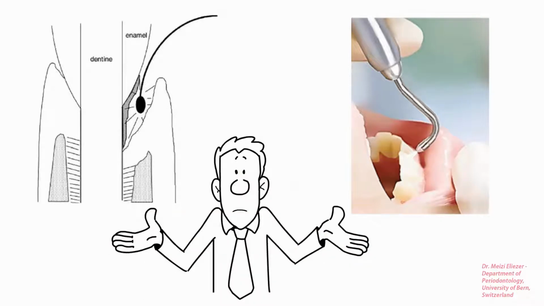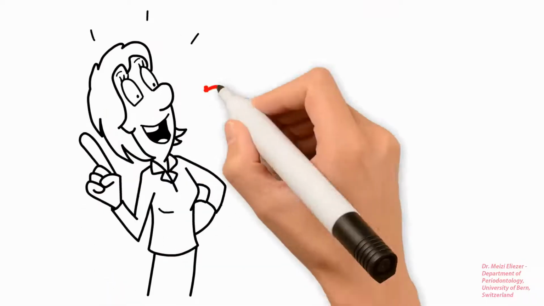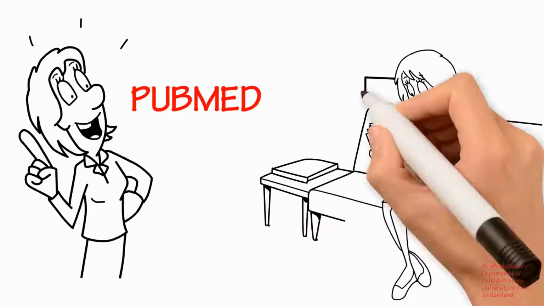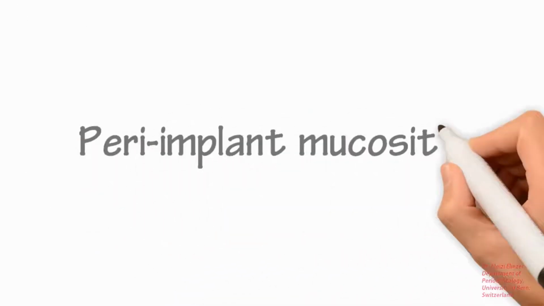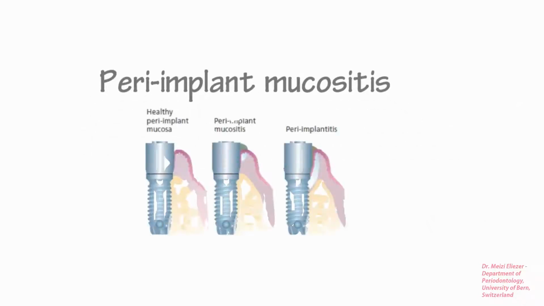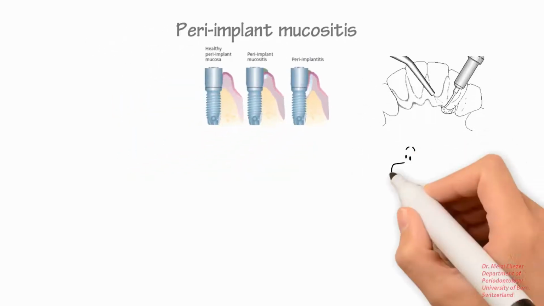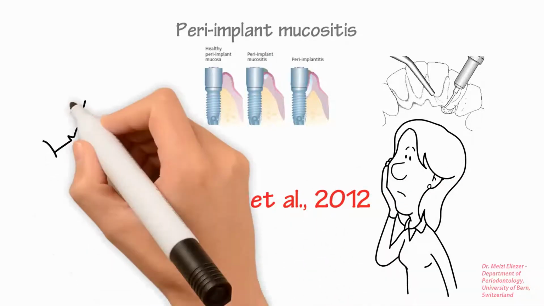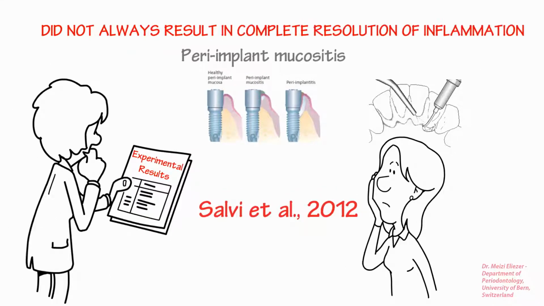In order to get an answer to my dilemma, which treatment protocol is the most efficient for treating peri-implant diseases, I searched in PubMed for studies and reviews that might be able to give me a clear answer on this unclear topic. Here are some of the answers I got. Peri-implant mucositis has a cause-effect relationship between plaque accumulation and the development of inflammation. So that means by removing the plaque, we should solve the problem. Well, but it's not so easy. Salvi and Associates 2012 showed reversibility of experimental peri-implant mucositis, but did not always result in complete resolution of inflammation.